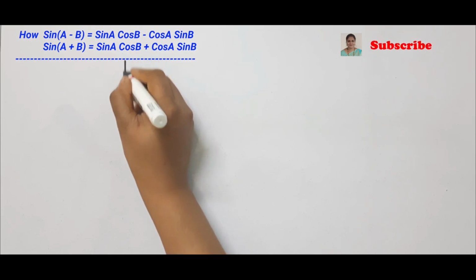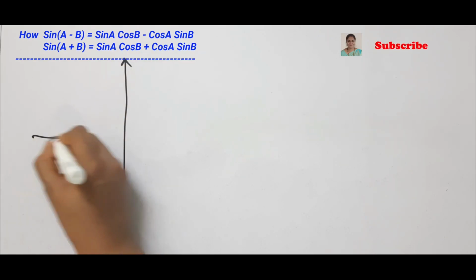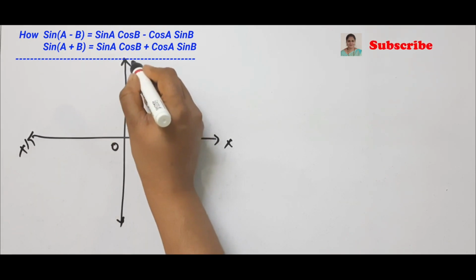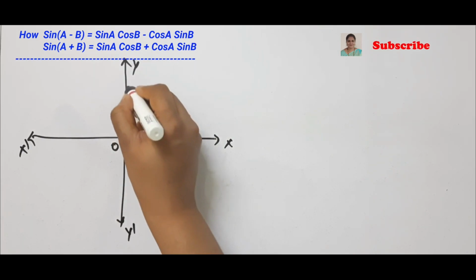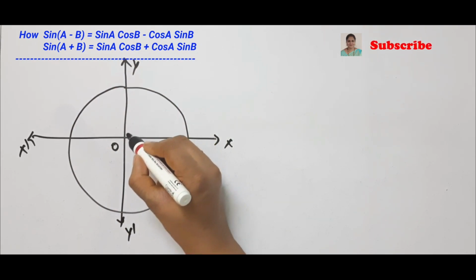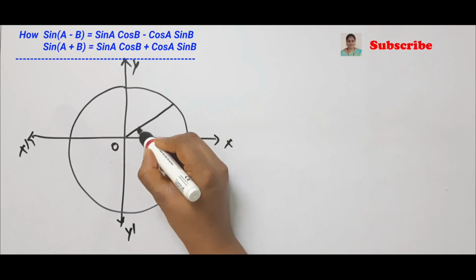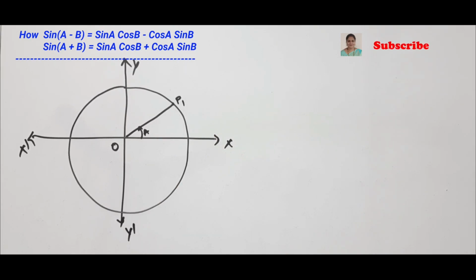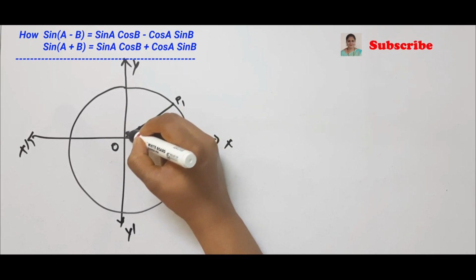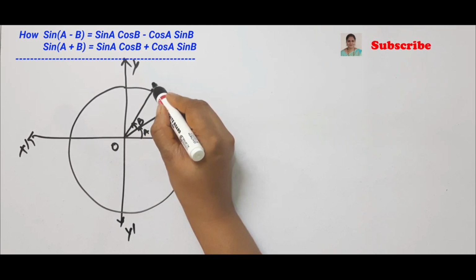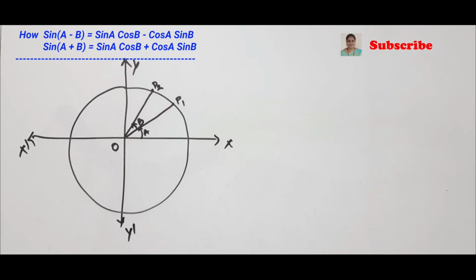Draw a coordinate axis: X, O, negative side of X, Y, O, negative side of Y. Draw a unit circle of radius 1. Suppose the terminal ray is making an angle A. Let this be A. Let this point be P1. Assume the same terminal ray made some other angle B. Let this angle be B. So let the point of intersection be P2.